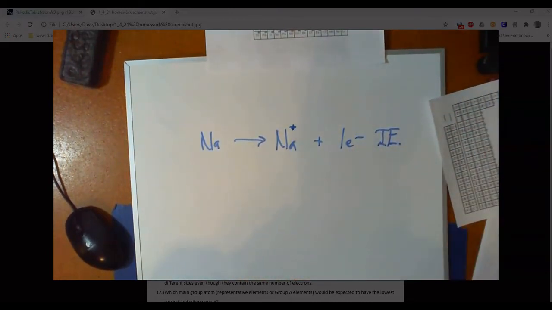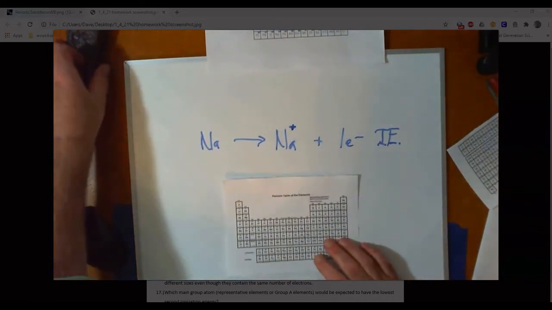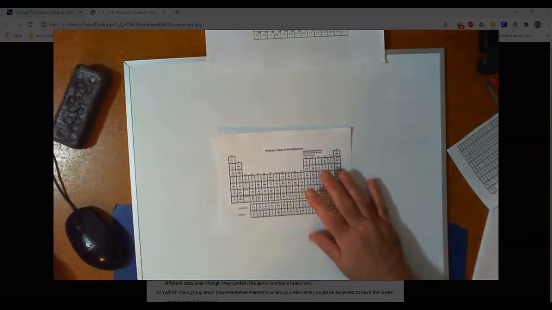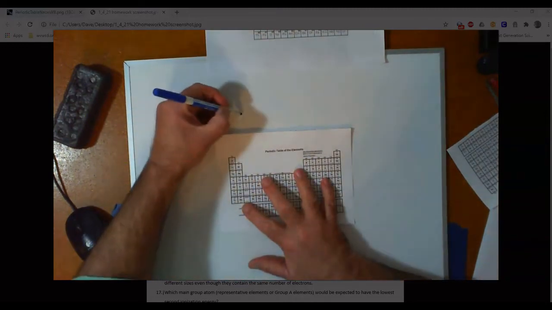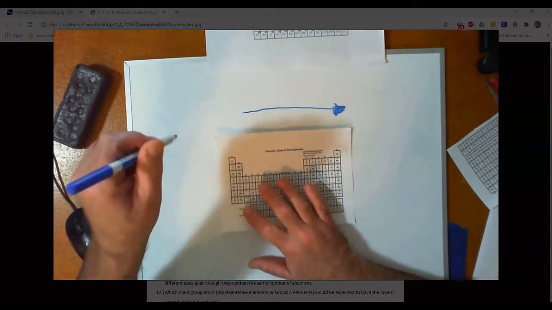Now, the ionization energies of the elements vary in a very predictable way. If we look at our periodic table, our ionization energies get larger as we go from left to right.